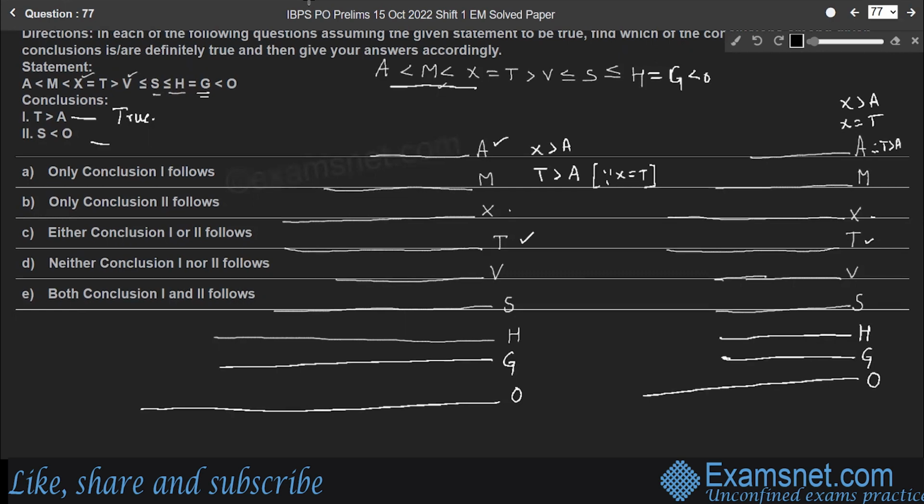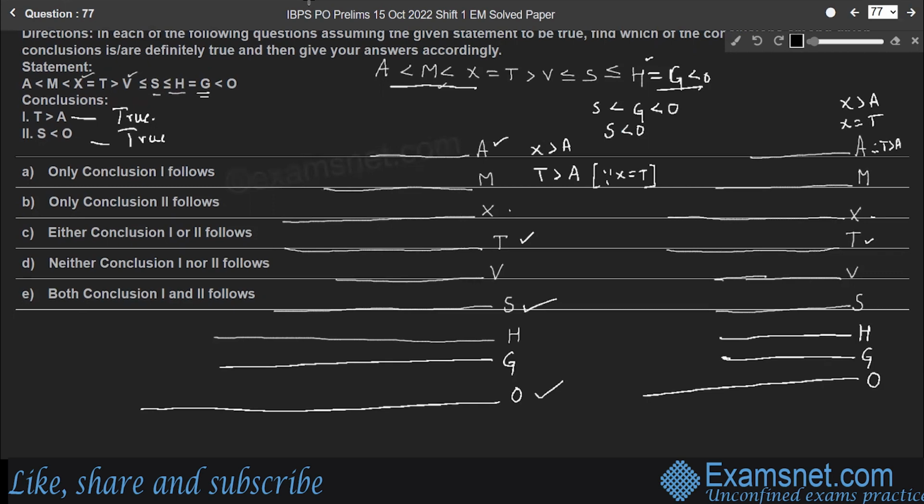And the next one, S is strictly less than O. So look at the line S and O here, right? S is strictly less than O, which is a true conclusion because of the relation G less than O. So in both the cases, here S less than H. Instead of H, I'll write G, G less than O. Therefore, we can conclude S less than O.